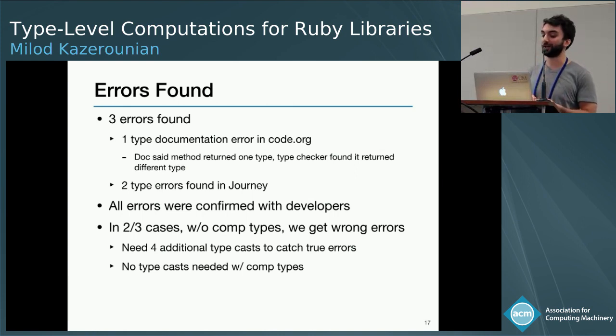One of these was actually a type documentation error in the code for code.org. So the documentation for a method said it would return one type. Our type checker found it returned a different type. And then the 2 other errors were type errors in the Journey app.